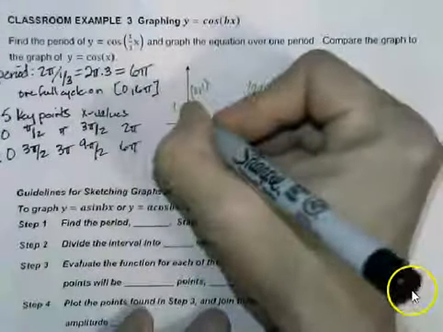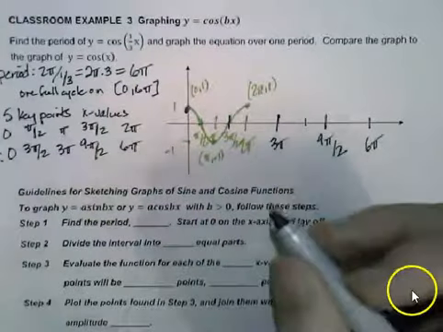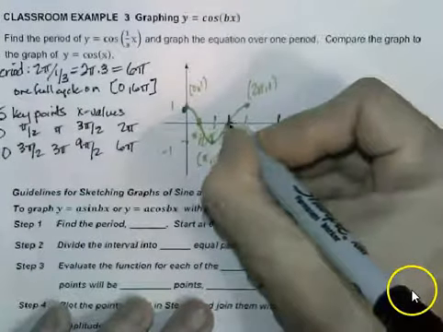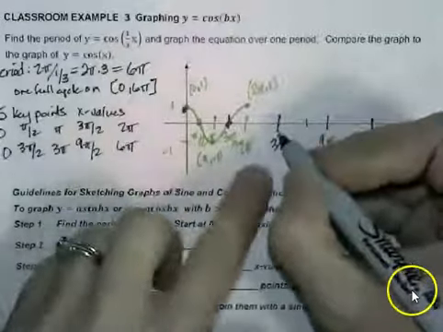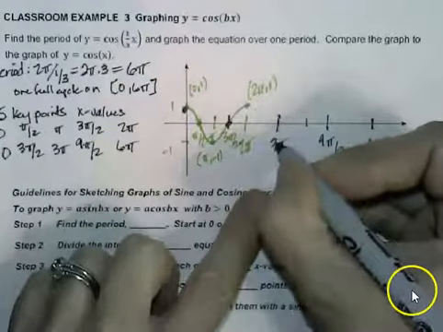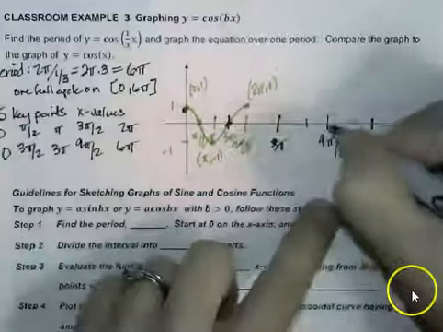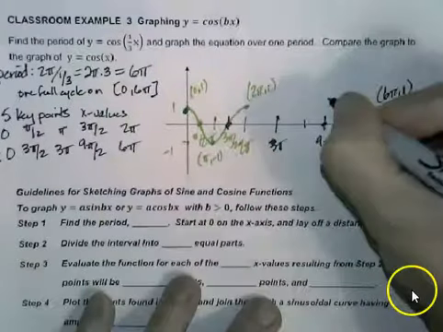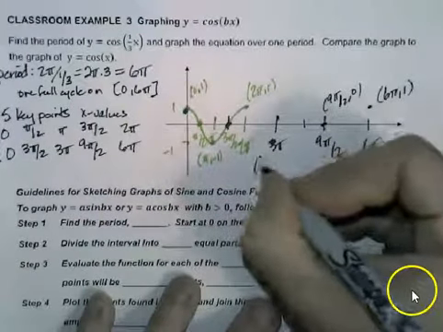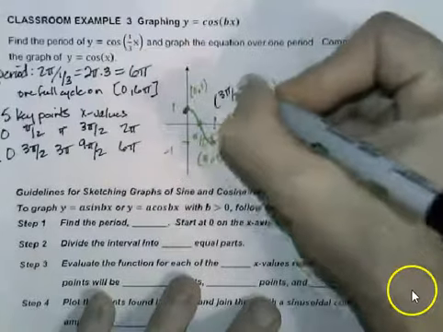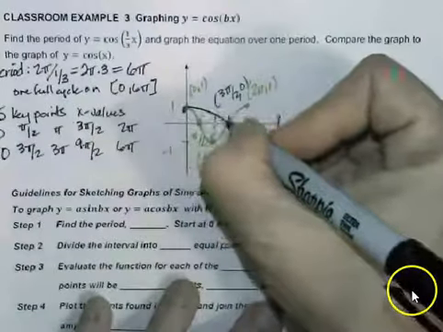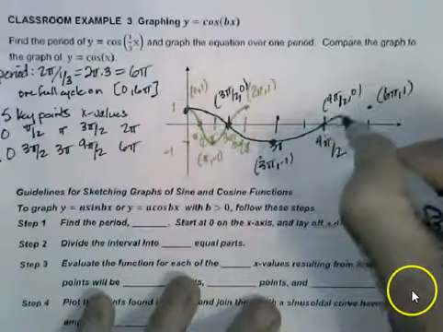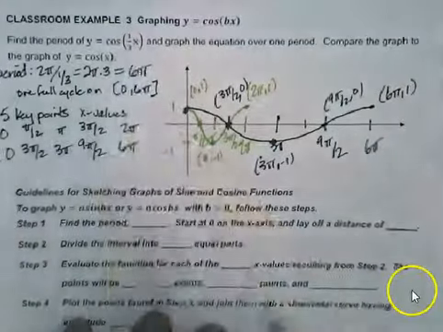So the first one is still going to be at 0, 1. That one we didn't change the x value. Then our next one is going to be at 3 pi over 2. The next one is at 3 pi, and we're going down to -1 on the y-axis. Then we're coming back to the x-axis, and then the last point goes back up to 1. So here's what our graph would look like when we stretch it out this way. That's one full cycle of cosine of 1/3 x.